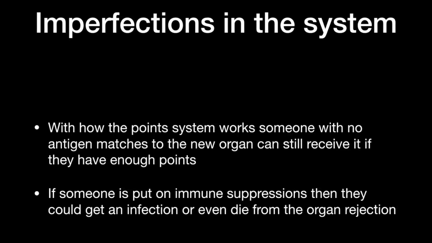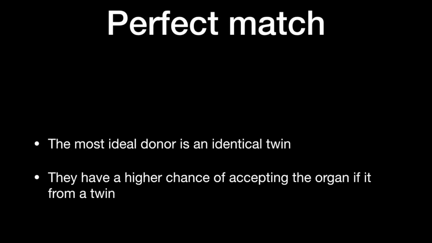Imperfections in the system. With how the point system works, someone with no antigen matches to the new organ can still receive it if they have enough points. If someone is put on immunosuppressants, then they could get an infection or even die from the organ rejection. The most ideal donor is an identical twin. They have a higher chance of accepting the organ if it is from a twin.